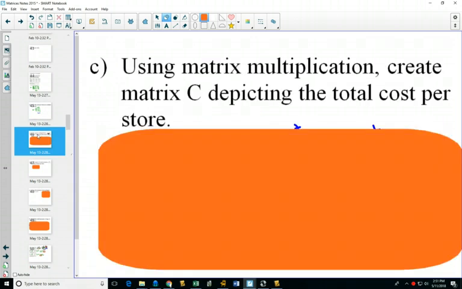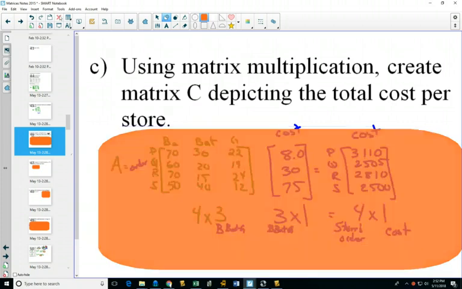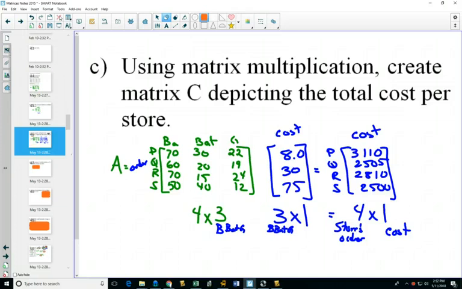So in this next step, we're going to use matrix multiplication to create a new matrix C depicting the total cost for each store. So I can take my order, which was a 4x3, and multiply it by my column matrix, which is my cost, which is a 3x1. And because these middle numbers are the same, and not only are they the same, but they have to represent the same things in the same order. So you can really royally screw up matrix multiplication by writing things in the wrong order and get an answer that means absolutely nothing. Has no real life application whatsoever.